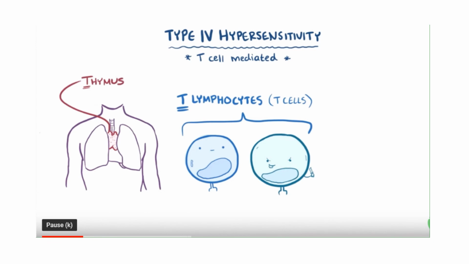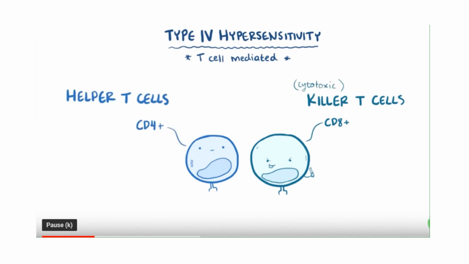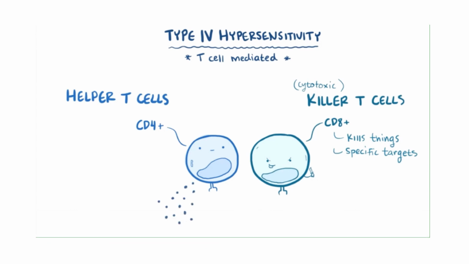The 2 types of T cells that cause damage to tissues in type 4 hypersensitivity are CD8 positive cells, also known as killer T cells, or cytotoxic T cells, as well as CD4 positive T cells, also known as helper T cells. CD8 positive killer T cells do exactly what their name implies. They kill things. They're these silent assassins of the immune system that go after very specific targets. In contrast, CD4 positive T cells locally release cytokines, which are small proteins that can stimulate or inhibit other cells. So CD4 positive T cells act like little army generals coordinating immune cells around them.